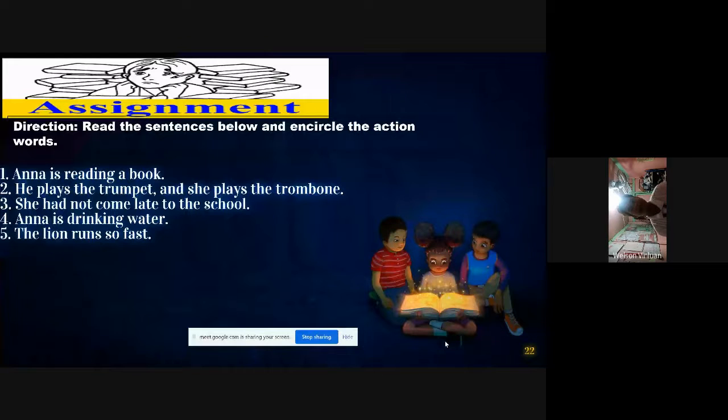So for your assignment, read the sentences below and encircle the action words. Number one, Anna is reading a book. Number two, he plays the trumpet and she plays the trombone. Number three, she had not come late to the school. Number four, Anna is drinking water. Number five, the lion runs so fast. Do you understand, pupils? Okay, very good.